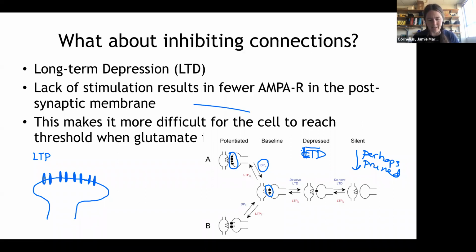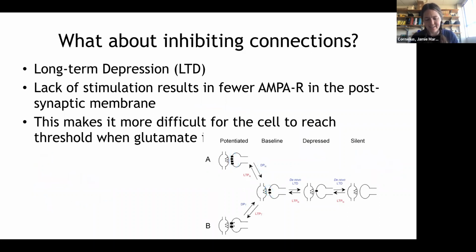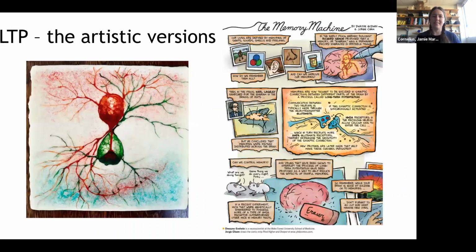Okay, so I'm going to end on these artistic versions of long-term potentiation. I really like science art and the art of communicating science. And so I found these when I looked up long-term potentiation and art. So I'll leave those for you guys to explore.